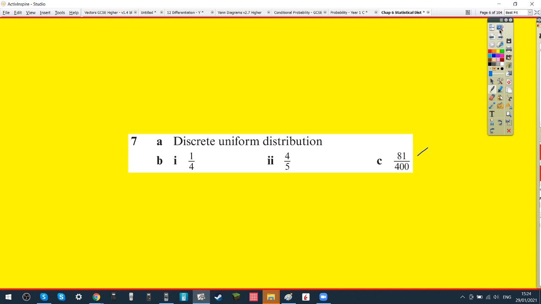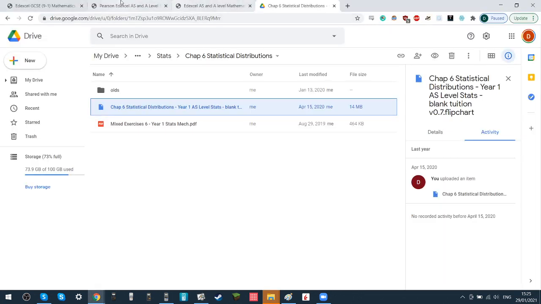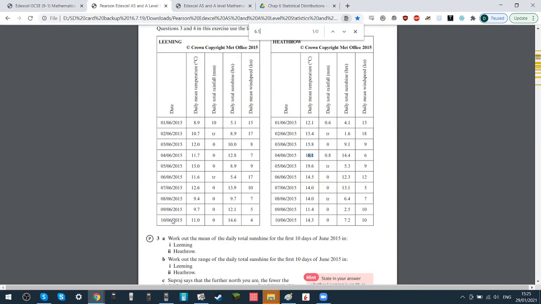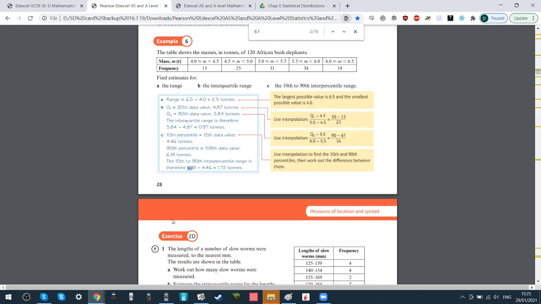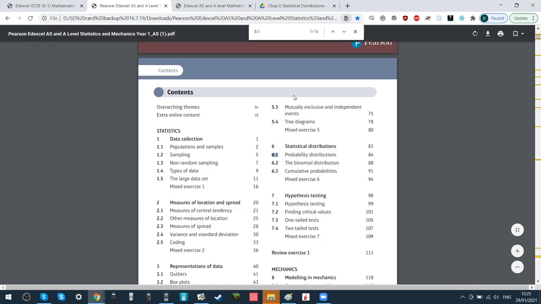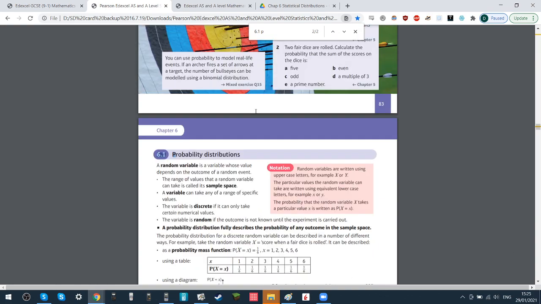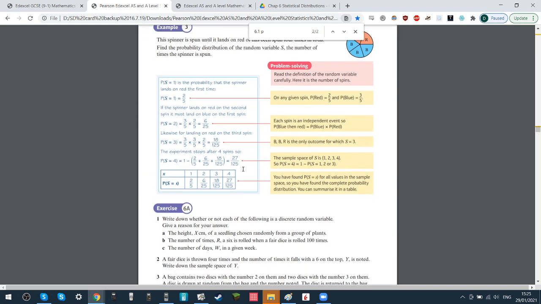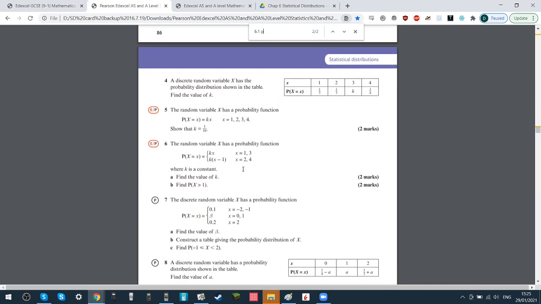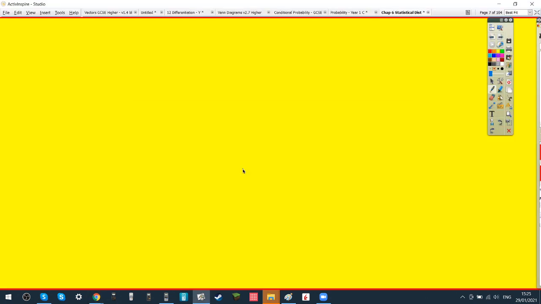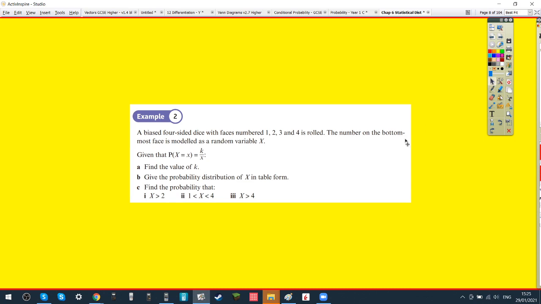Hang on. I need to go to the book. So I wasn't expecting this. This was 6.1, is it? Hang on. Statistical distributions, yeah. Probability distribution. I think, oh yeah, so it is good. It is good. Okay, how about this one?